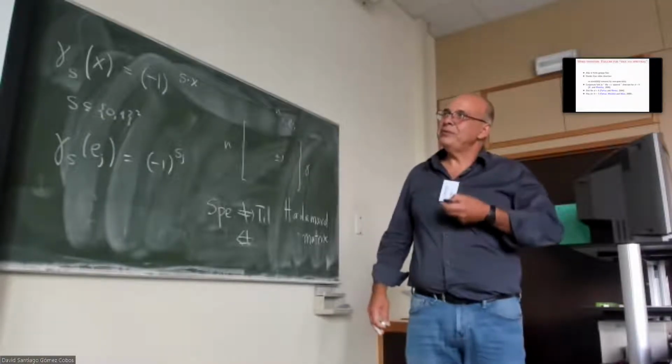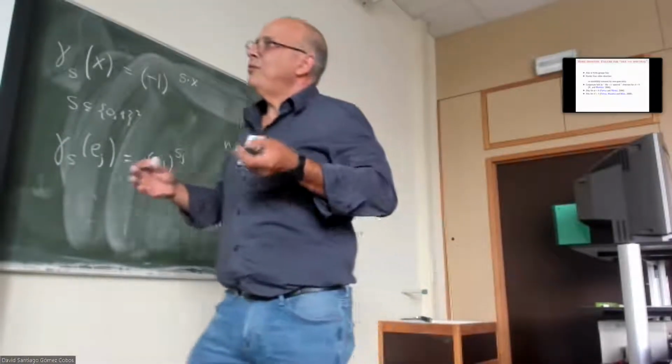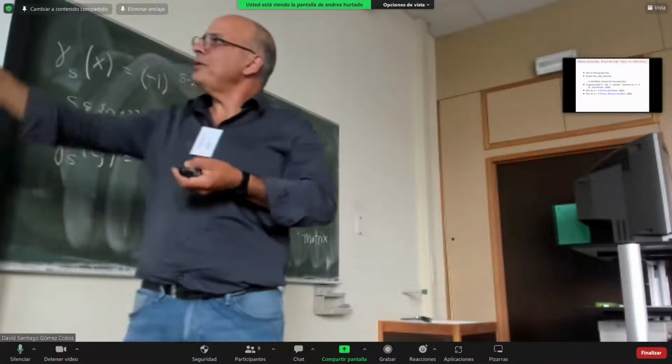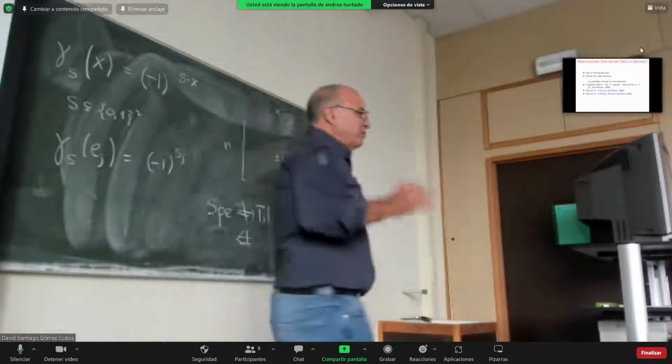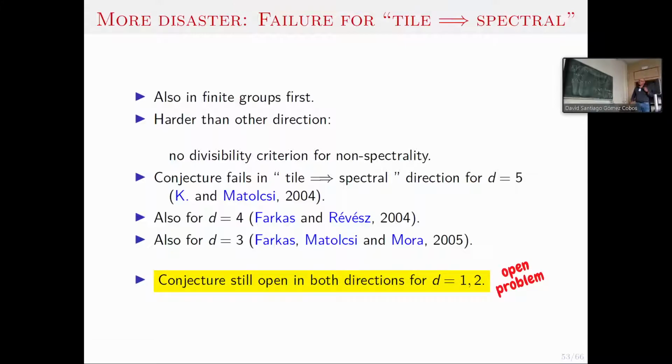And then Matolcsi was visiting me in Crete over the summer. When he went back to Hungary, he let other Hungarians know about it, and they reduced the dimension to 3. And also, myself and Matolcsi had also reduced Tao's dimension to 3. And now the conjecture, since 2004, maybe 2005, is still open in both directions for dimensions 1 and 2.